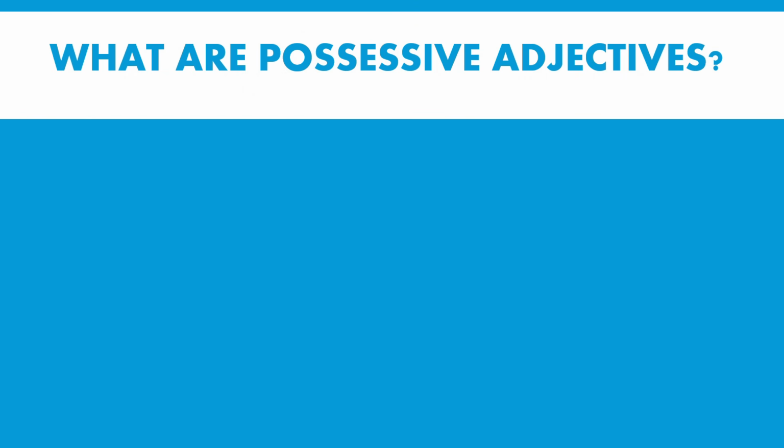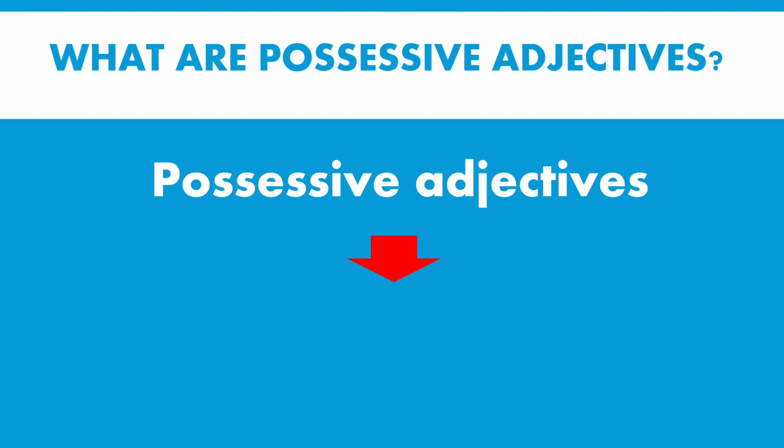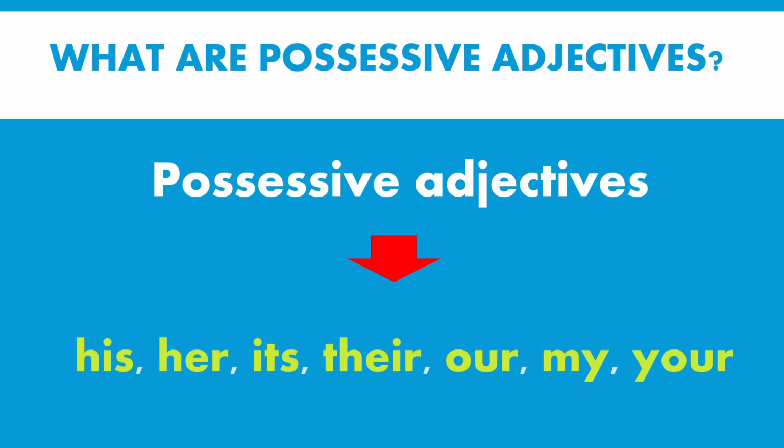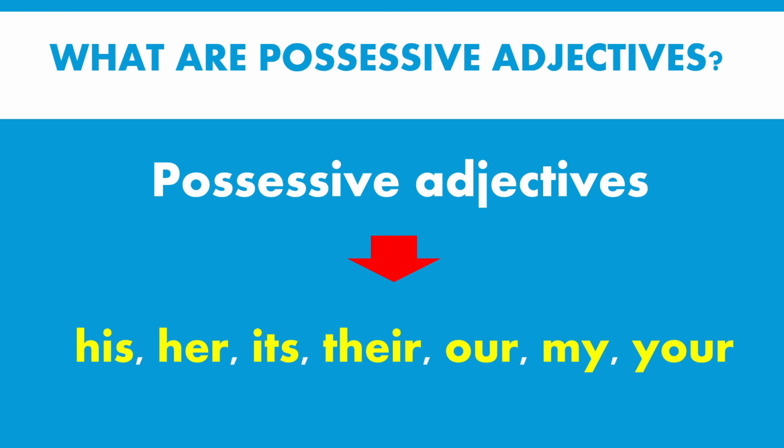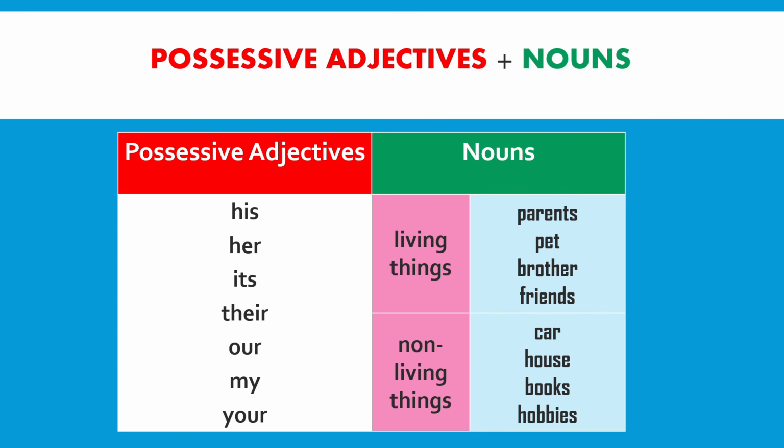Now, let's look together at the possessive adjective. What are possessive adjectives? If we look at the examples, you will surely know what it is, because you always use this in your writing too. The examples are his, her, its, their, our, my, your. And normally, when do we use this possessive adjective? Possessive adjectives are always used before the nouns. I repeat, possessive adjectives are always used before the nouns.